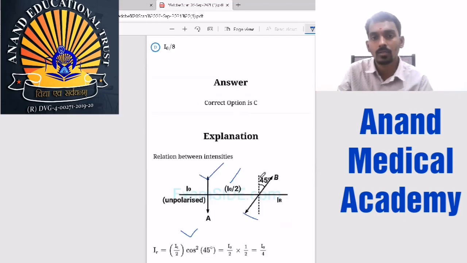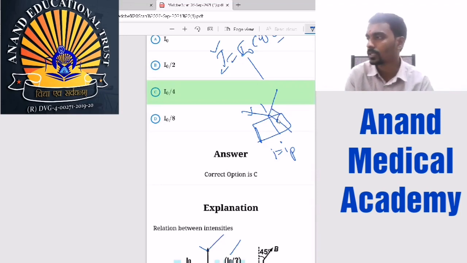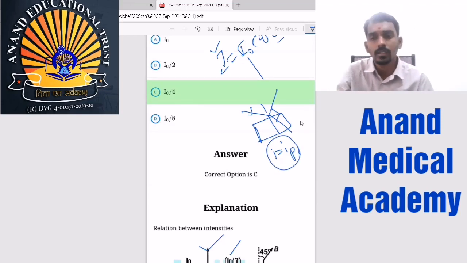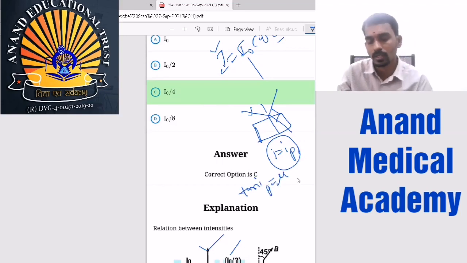What is Brewster's law? That is also important. Brewster's law says that if there is a medium and unpolarized light falls on it, you have to adjust the angle of incidence such that it is equal to the polarizing angle. There, the angle of refraction and angle of reflection become 90 degrees to each other. At that particular condition, the reflected light becomes polarized light. So there you get the condition tan i_p equals mu, that is Brewster's law.